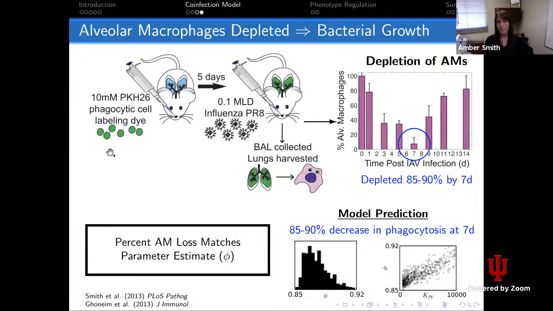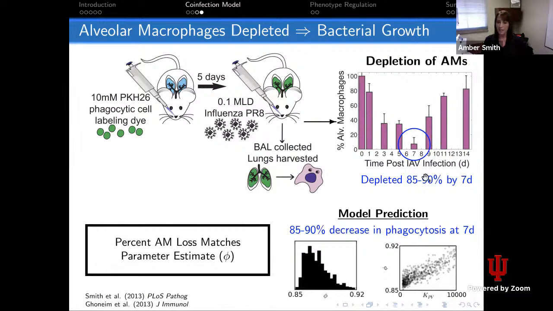They used a phagocytic cell labeling dye to track these cells, which allowed them to develop an appropriate flow gating for alveolar macrophages. These are what the dynamics look like, where they drop throughout the course of an influenza infection. Once the virus is cleared, then they will come back up.